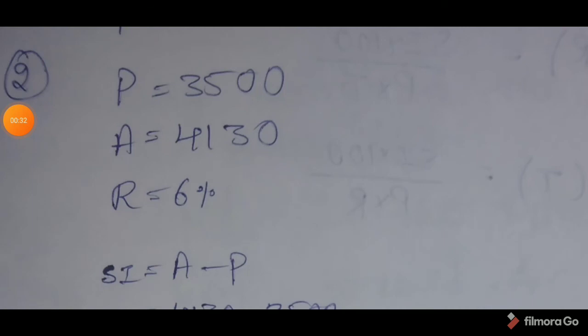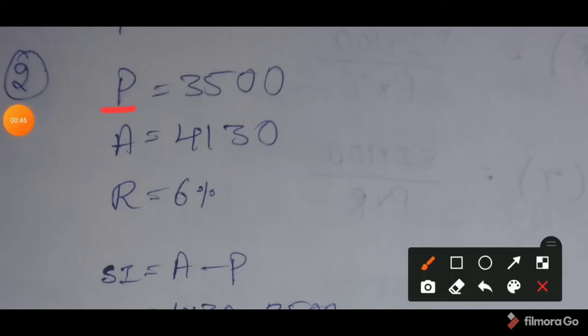Next we have a question. In what time will 3500 become 4130 when the annual rate of interest is 6%? So here they mention clearly that always, if two amounts are given in the question, the smaller amount you have to take as principal, the greater amount you have to take as amount. So here the principal amount is 3500 and the amount is 4130, then the rate of interest is 6%.